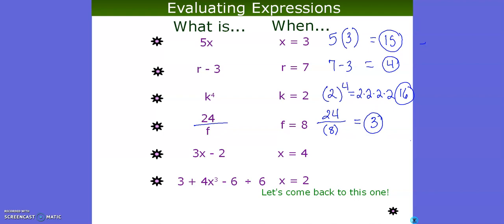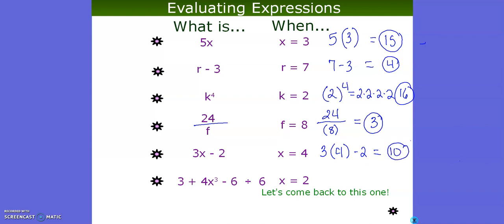Next one, we have 3x minus 2 when x is 4. So we have 3. Go ahead, plug in 4. Minus 2. And this we have to use our order of operations with, which is in our video here. So let's see. We have 3 times 4 comes first. 3 times 4 is 12. Minus 2 gives you 10.